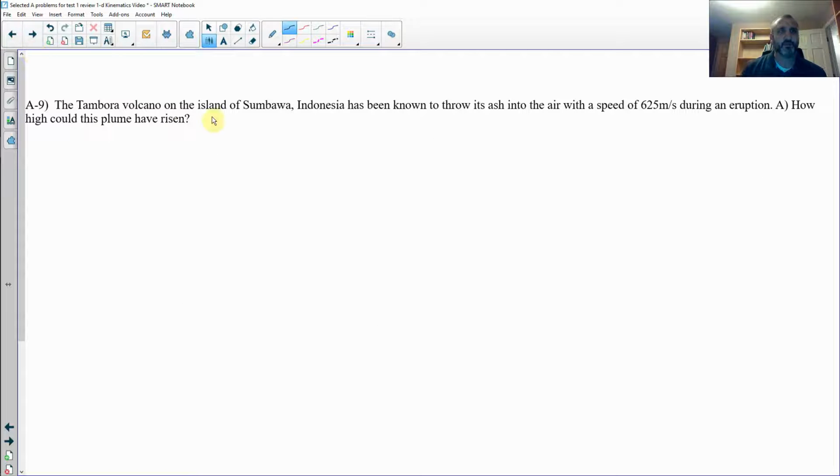So that was 8. Let's go to 9. The Tambora volcano in the island of Sumbawa, Indonesia, has been known to throw its ash into the air at a speed of 625 meters per second during an eruption.